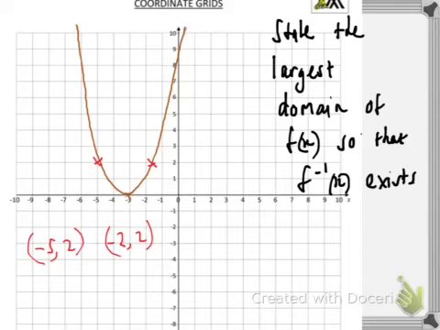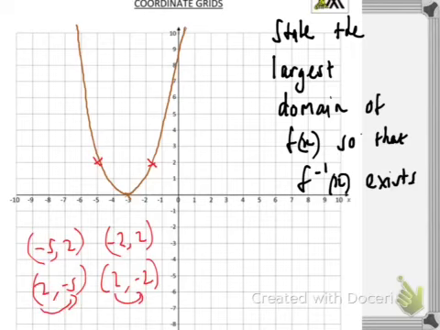If we get the inverses of those points, we end up getting (2, -5) and (2, -2). And that breaks the laws of our function, because in a function, our x can only have one y value. Here we've got x having two y values. So whilst our original is a function, it's fine, it passes the vertical line test. The inverse of this will be something like this and won't pass the vertical line test.